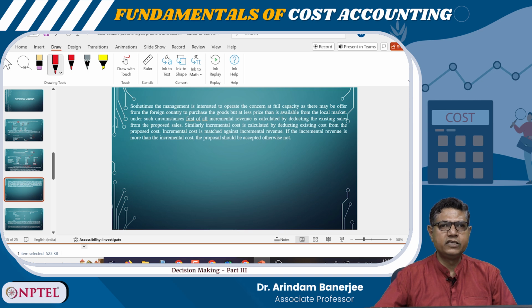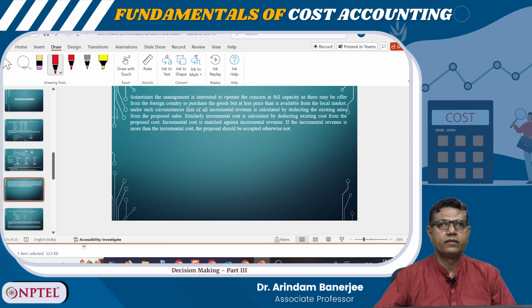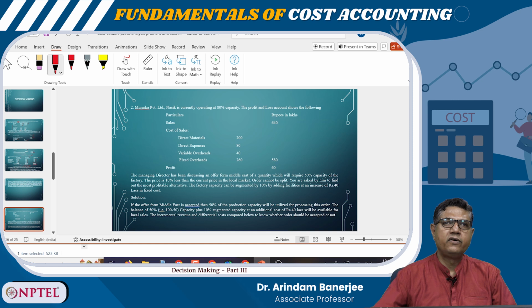So, this was the first problem on decision making. Now, we will move to the second problem. This is our second problem. The Murarka Private Limited, Nasik, is, let us make it bigger.